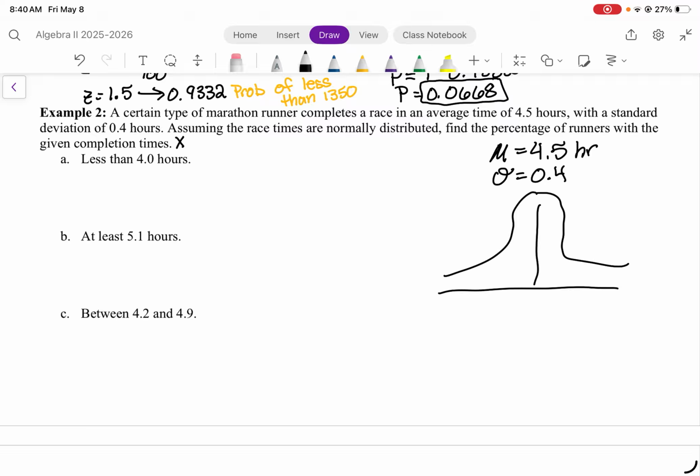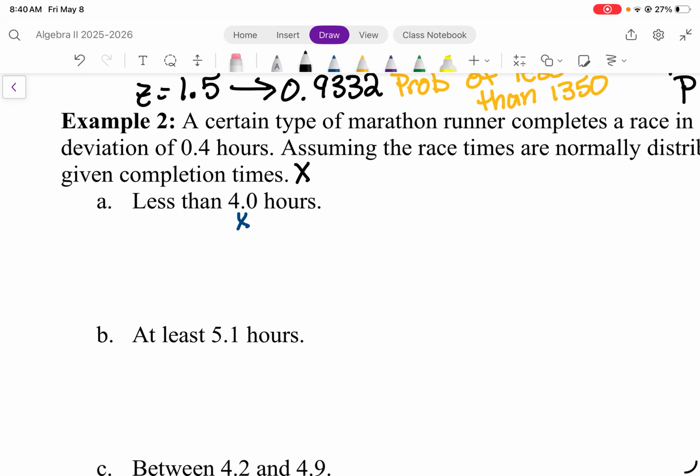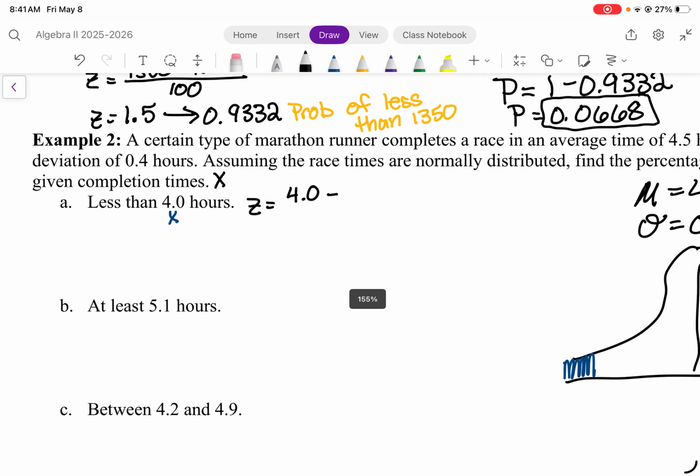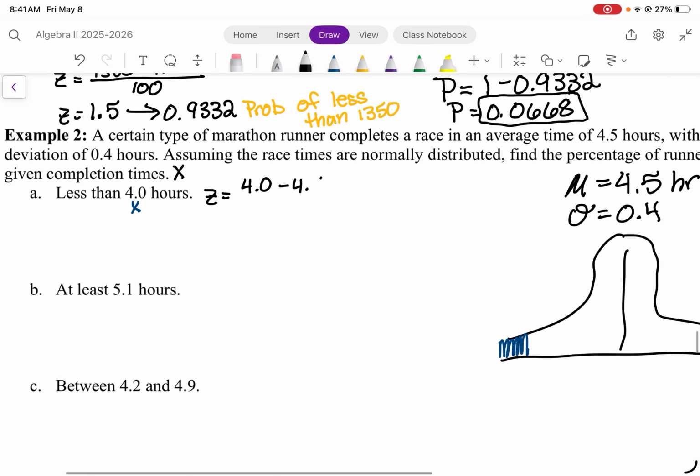Okay, so for the first part, they want us to find less than 4 hours. So less than 4 hours would be on the left side. So we are going to find the z-score, use that to find the probability on the table, and that would be our answer. So plugging it into our z-score equation, we would have 4.0, or just 4, minus the average, which we said was 4.5, divided by the standard deviation of 0.4. Remember, that formula needs to be memorized for the test. It will not be given to you for the test value.